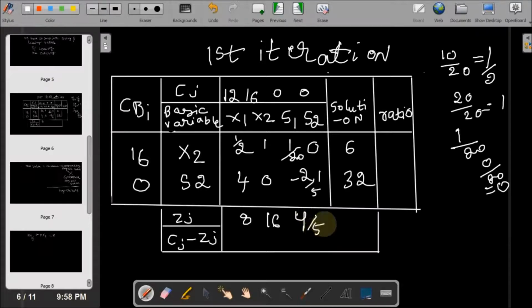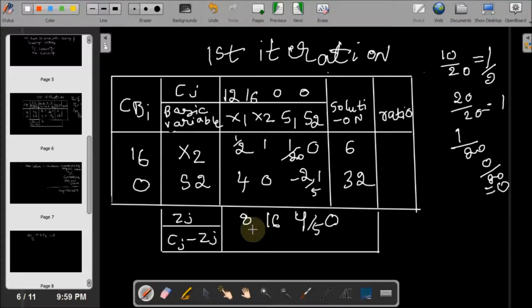4 by 5. Now 16 into 0, 0 into 0, 0 into 1, 0. So obviously the value will remain 0. So these are the Zj values. What are those? 8, 16, 4 by 5, 0. Now, what is Cj minus Zj?